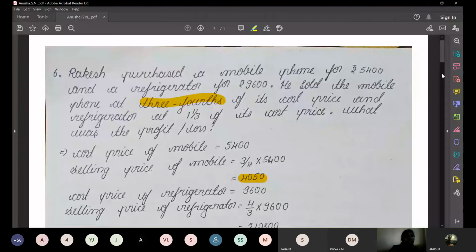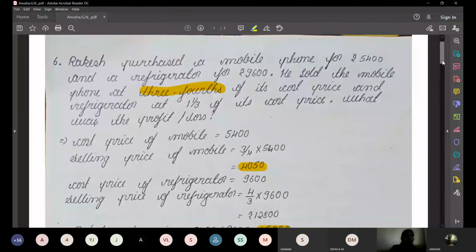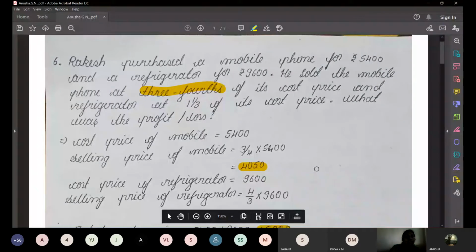But one more product is there, the refrigerator. We have to consider that also; we have to see whether there is a profit or a loss there. The original cost of the refrigerator is 9,600, but when selling, they have given 1 into 1/3. So why have you taken this as 4/3 into 9,600, Anusha? Ma'am, it's a mixed fraction. We need to convert this mixed fraction into an improper fraction, ma'am. After converting, we will get 4/3.